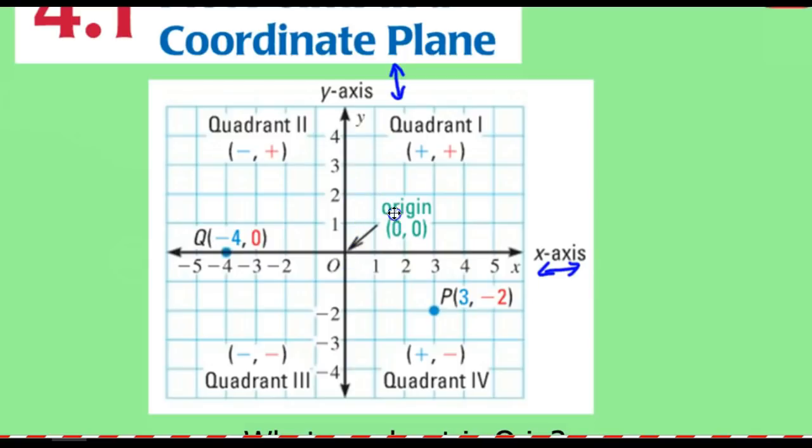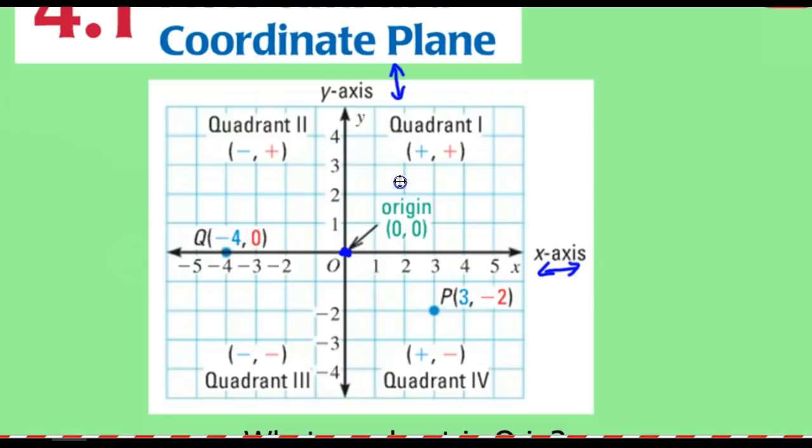Now 0, 0, the origin, that is the dead center or the middle of our graph. It's 0, 0 because it goes 0 on our x-axis and 0 on our y-axis. It's still right there in the middle.